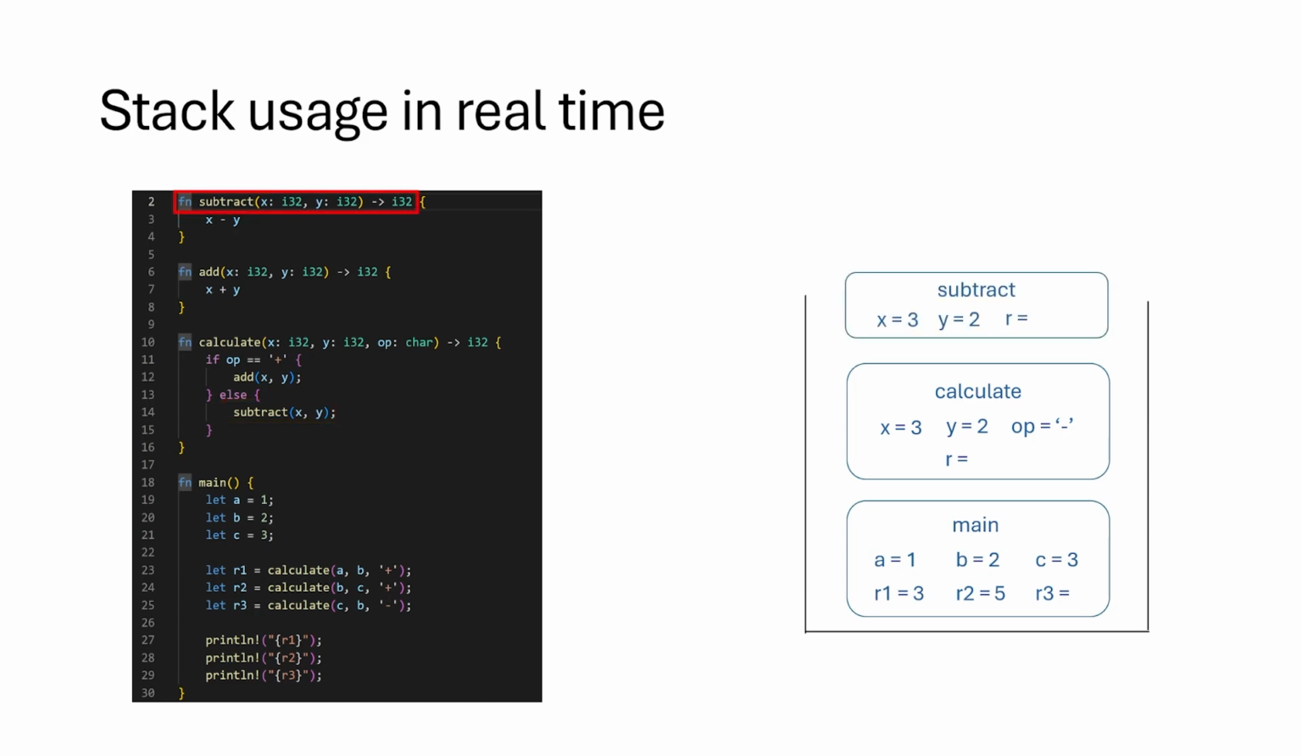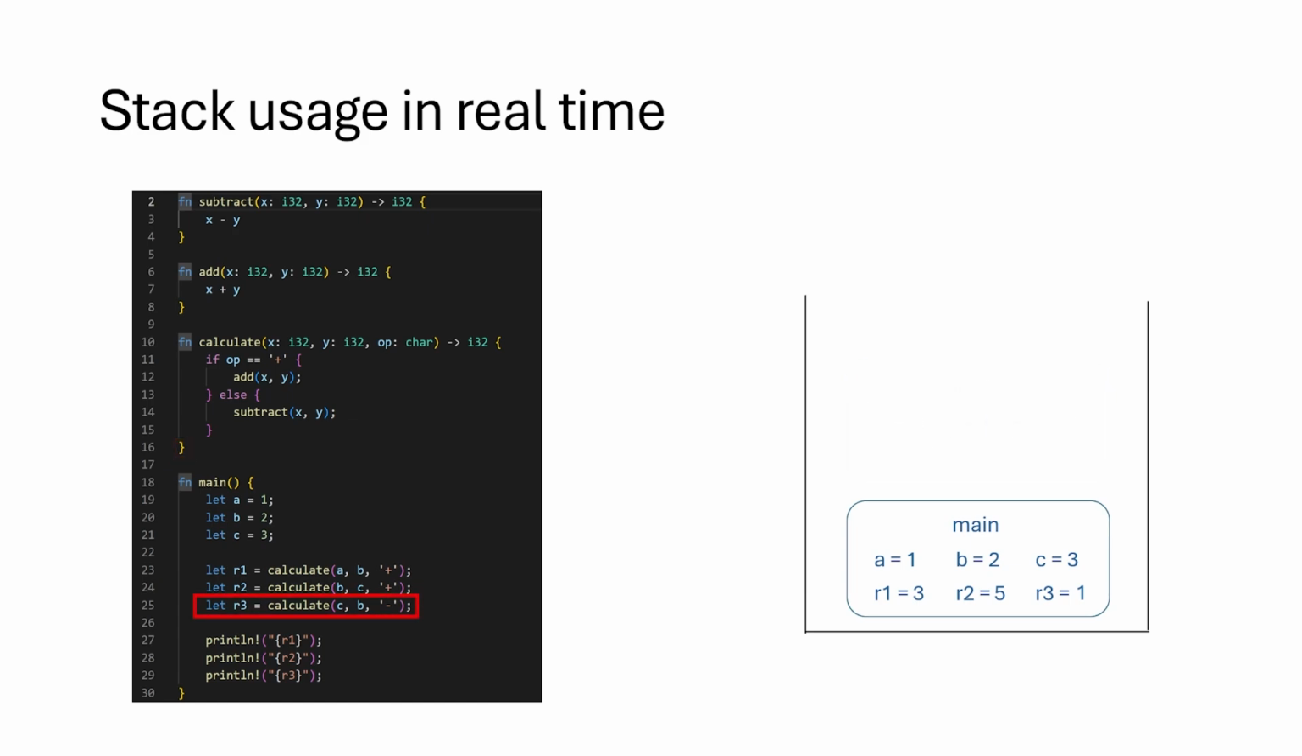So you see subtract go onto the stack, and hopefully by now you're starting to understand what's going on, right? R is now 1 because 3 minus 2 is 1. Then we assign 1 to calculate, and then basically subtract is destroyed and popped off the stack. Then calculate is destroyed and popped off the stack. And then essentially we get back to main. We finally hit the end of main, and that is also popped off the stack and destroyed. And that is the end of our application's execution.